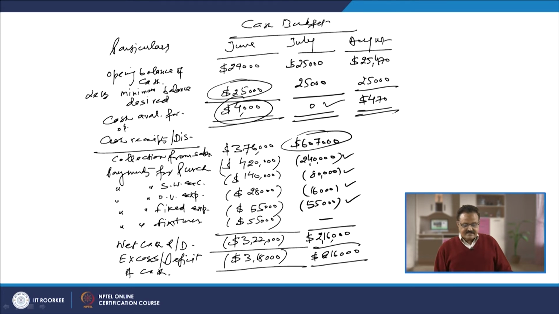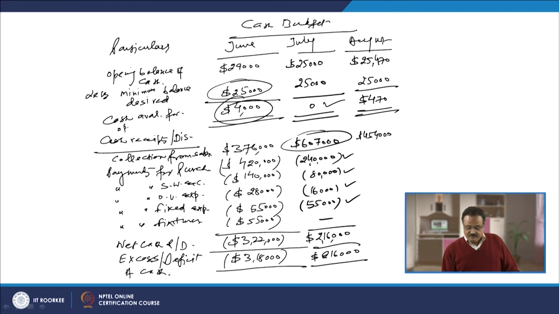Now, let us continue with cash receipts and disbursements. The receipts for the month of August are how much? Go back to the sales collection schedule. This amount works out as $454,000. This is the sales collection during the month of August.